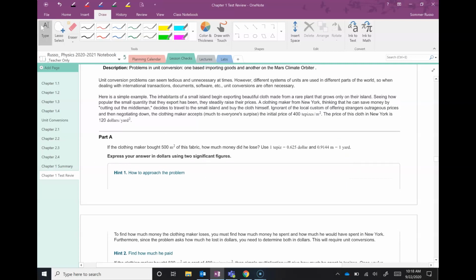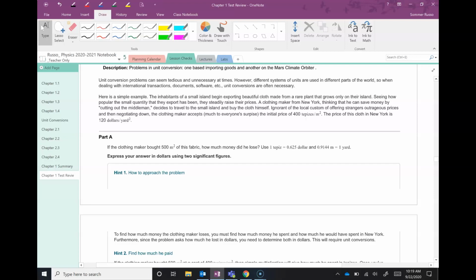This one's a little bit more complicated. The hints are really, really useful here, where we are looking at converting between TEPs per square meter and dollars per square yard. So our clothing maker thought he was being super cool and bought a bunch of fabric, very luscious fabric, and grossly overpaid for it. So he ended up losing money when he sold it back in New York. But we want to know, how much did he lose?